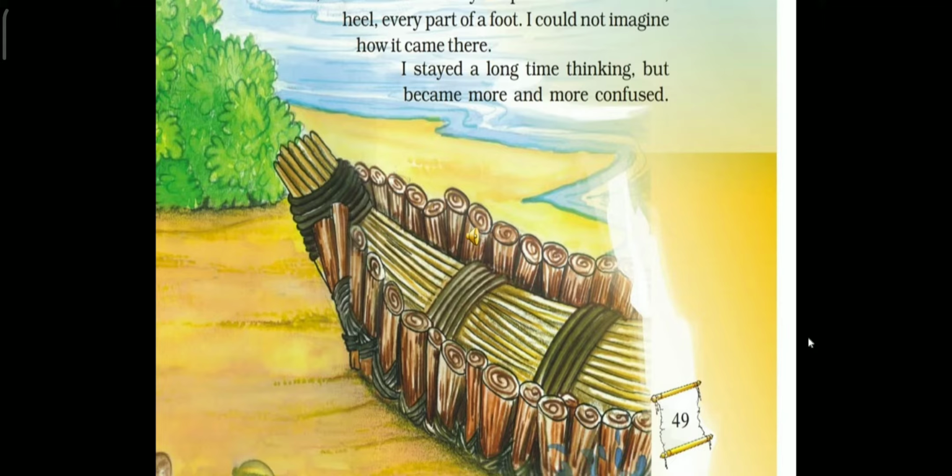Okay, so as you're already familiar with this page, this happens to be the first page of the chapter, and we ended at "I could not imagine how it came there." So here, Robinson Crusoe is talking about the footprint. He could not imagine how the footprint came there. Okay, so now we will begin today's part.